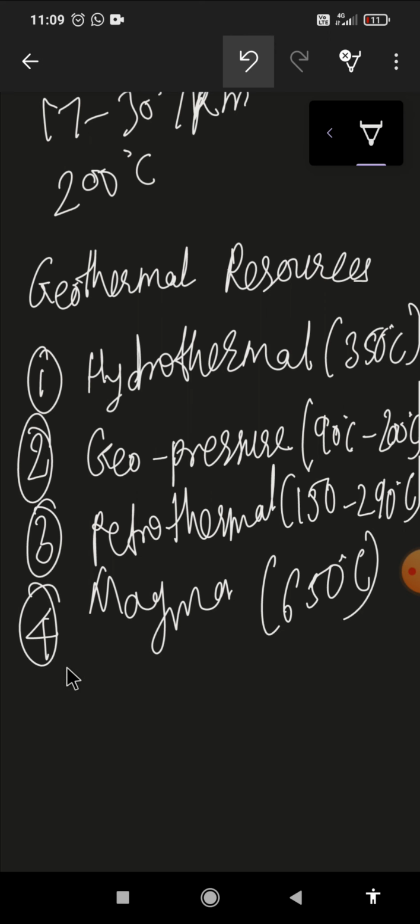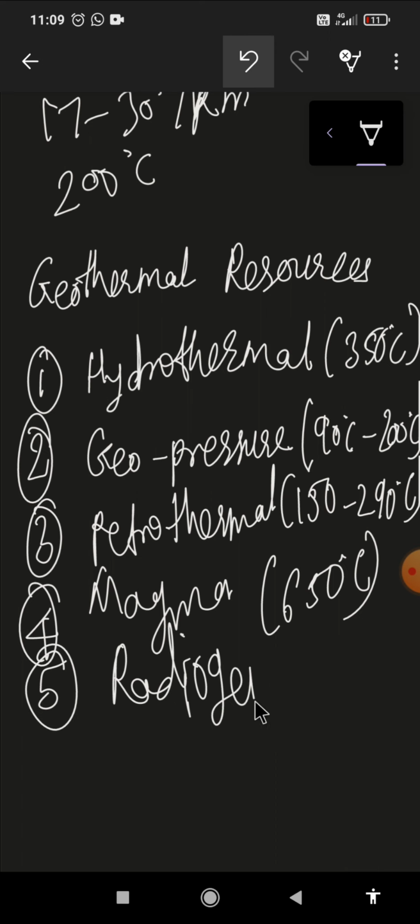Then there is the last, radiogenic geothermal resources. So these are the few types of geothermal resources. So the geothermal resources have temperatures from, as you can see, 20 degrees Celsius to 300 degrees Celsius or above.